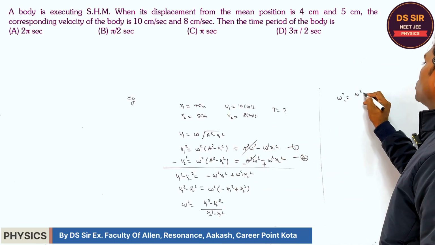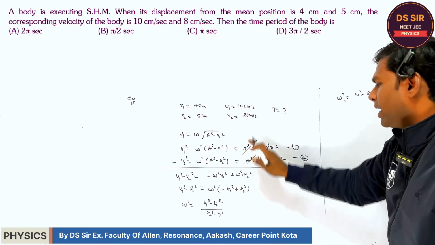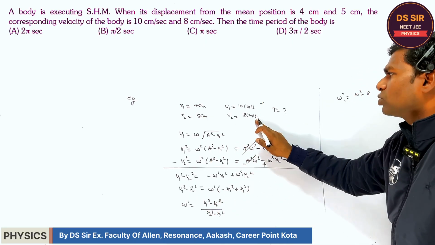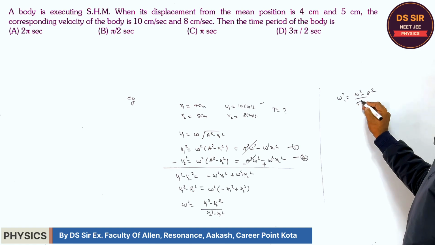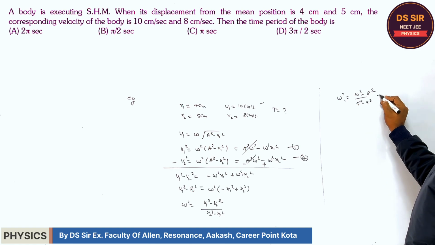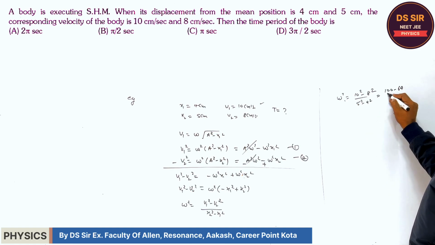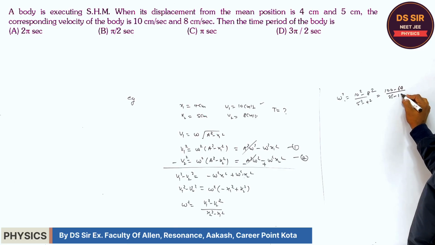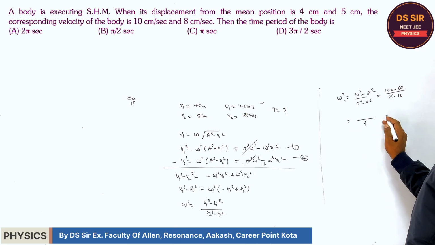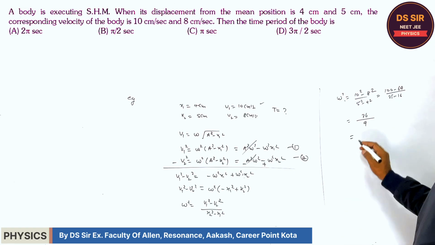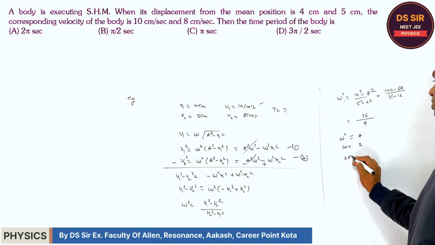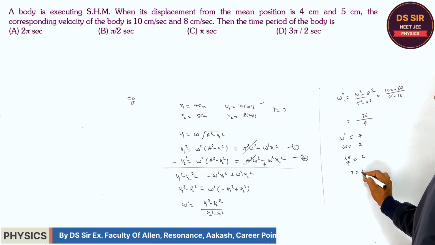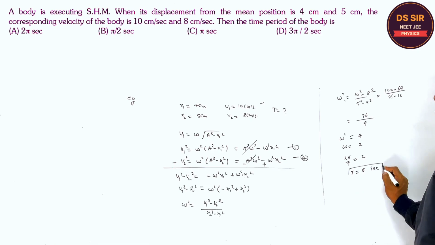Fine. So omega square is 10 square minus 8 square upon x2 square minus x1 square, that is 5 square minus 4 square. Fine. It is 100 minus 64, and 25 minus 16. So it is 36 upon 9, and this is 4. So omega is 2, and omega is equal to 2 pi by T. So T is equal to pi second. So this is the answer.